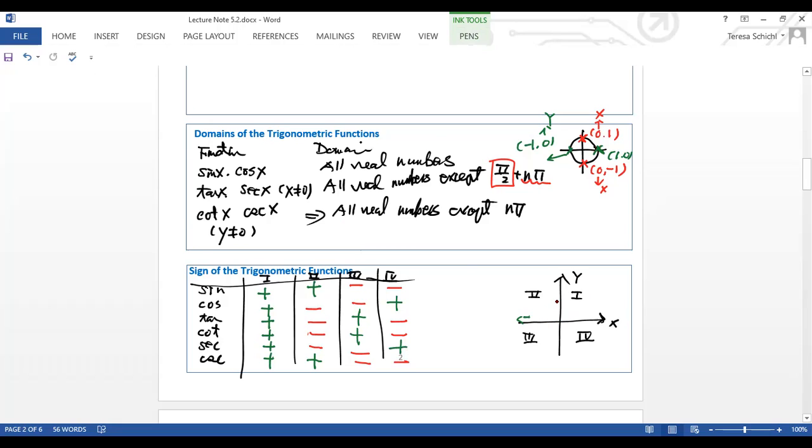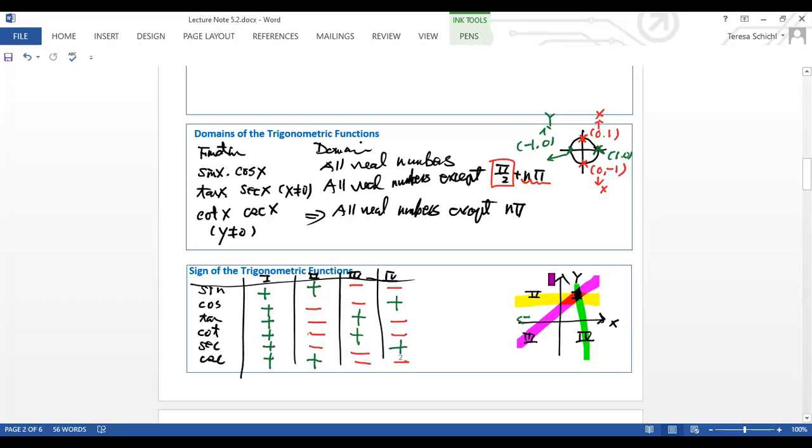So I know the sine will be positive on the first and the second quadrant, and the cosine is going to be positive on the first and the fourth quadrant, and the tangent will be positive on the first and the third quadrants here. If you highlight the first three, the sine is positive here, the cosine is positive here, and the tangent is positive here. So I know in quadrant number 1, all the trig functions are positive.